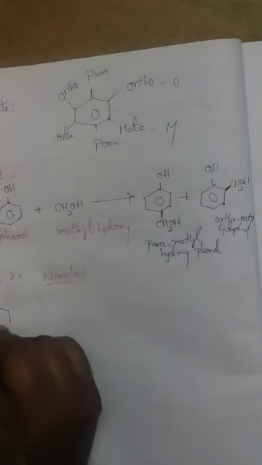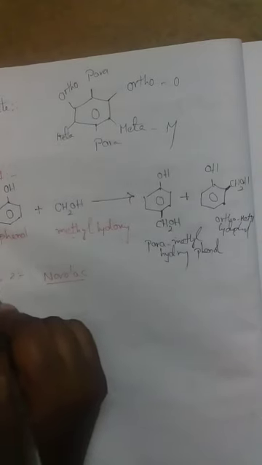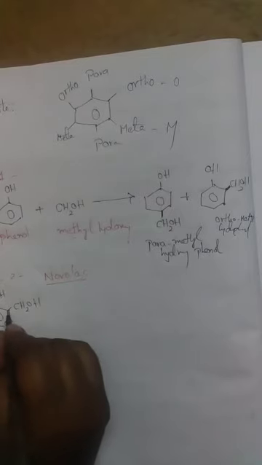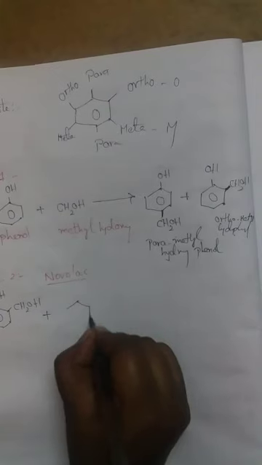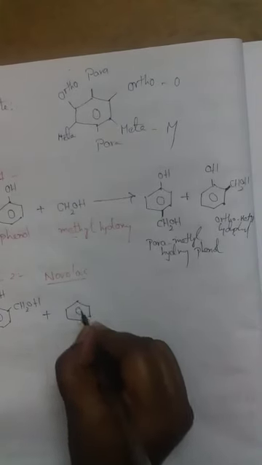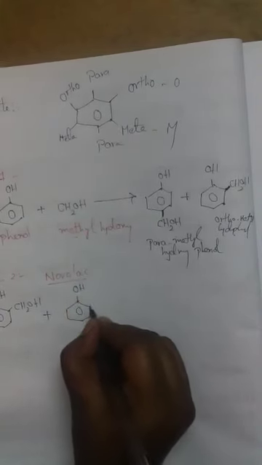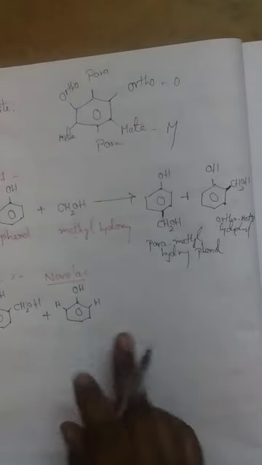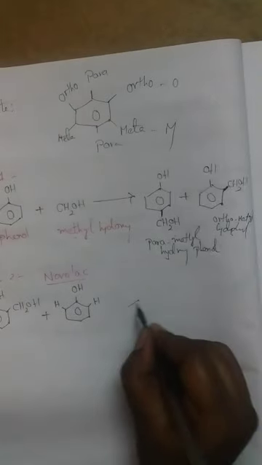So this is a benzene ring. In the ortho position, you have to write CH2OH. That's why the name is ortho-hydroxymethyl phenol. It should react with a phenol. You know the structure of phenol, so here there is a presence of H. This phenol can react with another ortho-hydroxy.